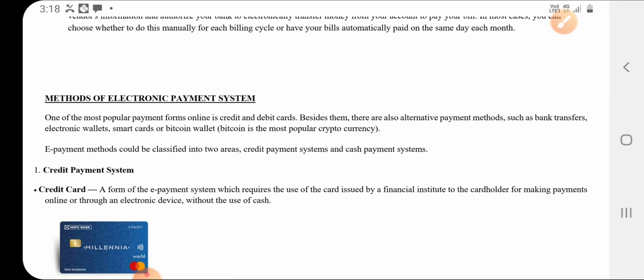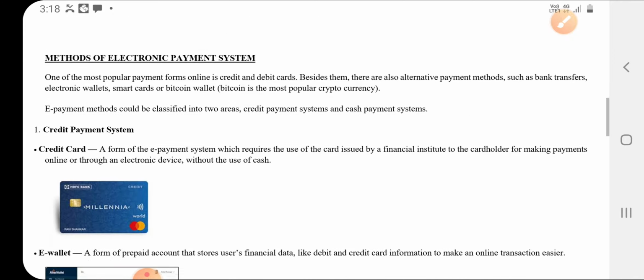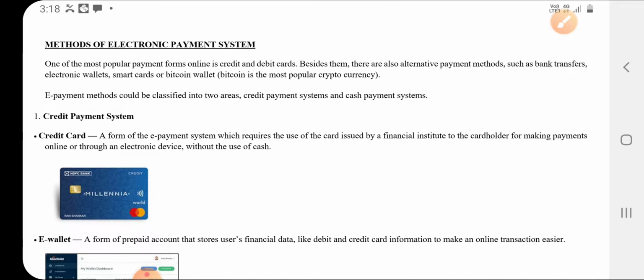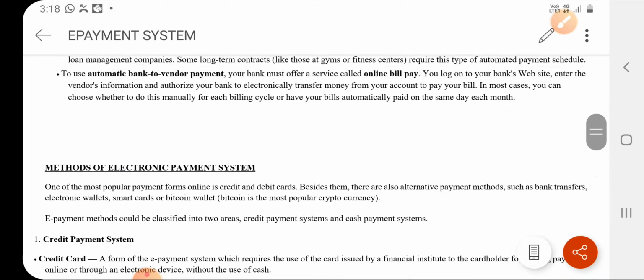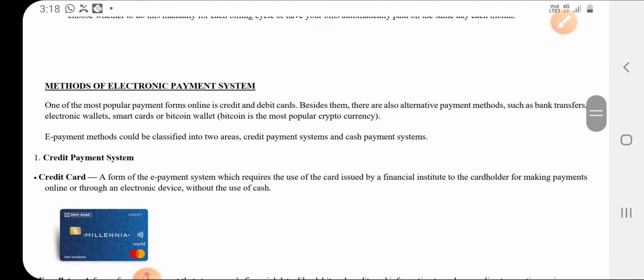So, e-payment methods could be classified into two areas, credit payment and cash payment. E-payment can be a credit payment or a cash payment. Credit payment means through a credit card, e-wallet or a smart card. So, these three things will come under credit payment. Some bank will give you a credit card. The credit card amount may be 50,000 or 25,000 or 1 lakh, according to your ability. So, based on the points you have, they will give the credit card.